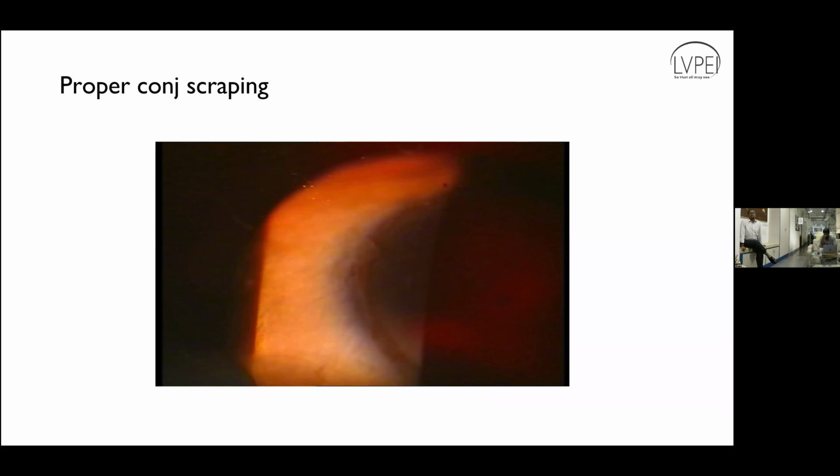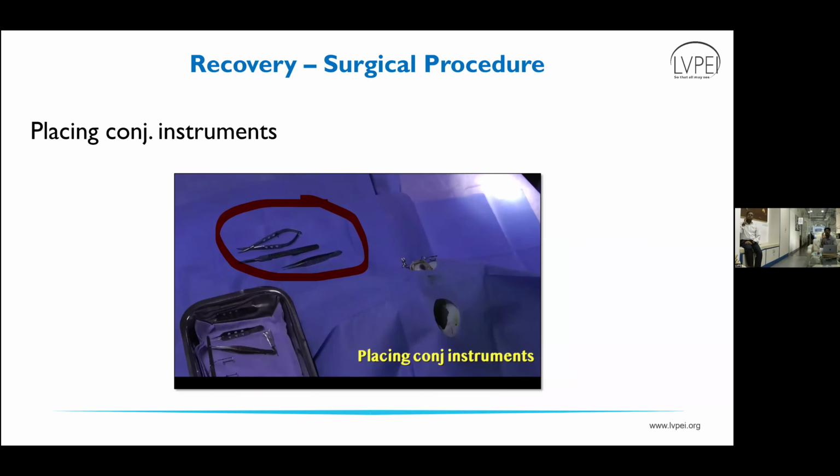So this is how we have to do the proper conjunctival scraping. See, there is no conjunctiva here. Very clean sclera. Once you are done with the conjunctival scraping, you have to keep all the instruments you used for conjunctival excision and scraping, the scraping blade and forceps, out of the tray. You should not mix them with other sterile instruments. Throughout the procedure, all these three instruments should be kept out of the tray, so as not to mix them up with other instruments.